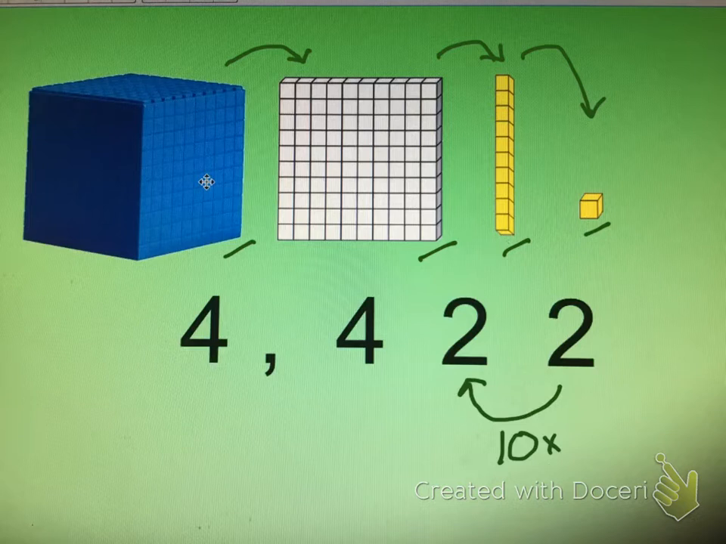So regardless of the starting place value, one move to the left means the value of your digit gets 10 times larger. So this also means that the 4 in the hundreds place gets 10 times larger if it moves one place value to the left, because 10 times 400 is, of course, 4,000.